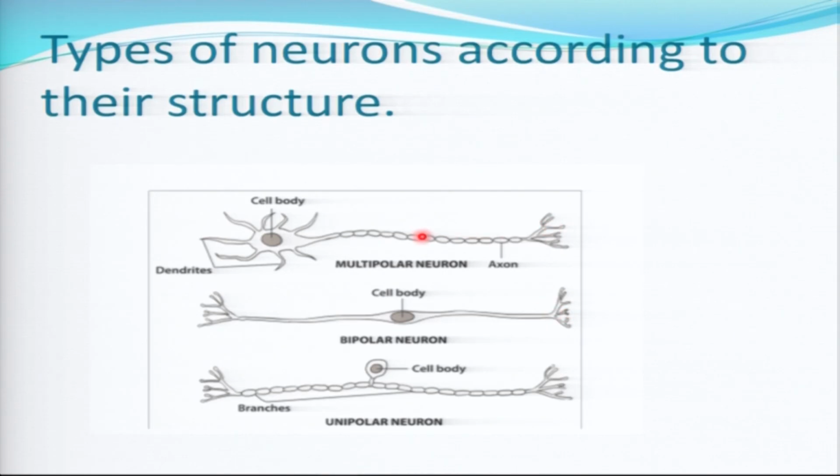I hope you have caught something. According to their structure, neurons are divided into three types. We have unipolar, bipolar, and multipolar neurons. So you can see how they are different.